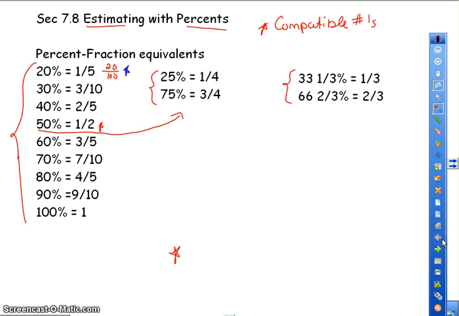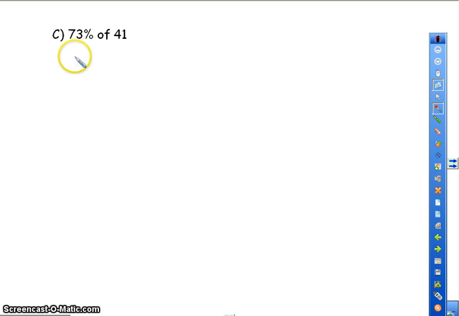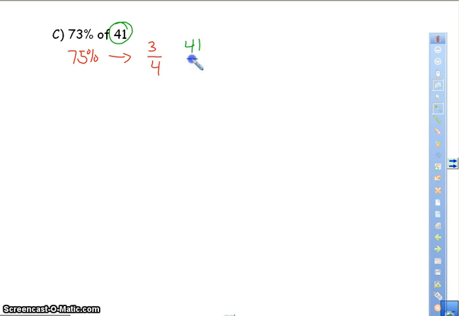73% of 41. So 73% is closest to 75. 73 is closer to 75 than it is to 70. So I'm going to change 73 to 75%, which is equivalent to 3/4. So once again, I'm multiplying the 41. Now, 41 is not compatible with 4, but I can change the 41 to 40, and now it is. So once again, I've changed that number to a compatible number using my estimation.